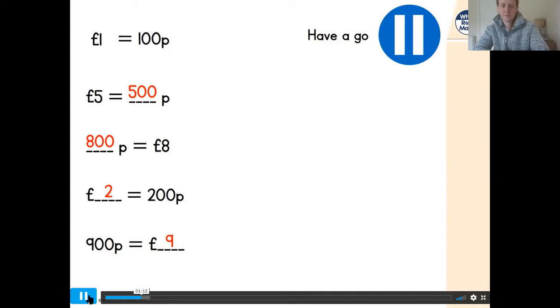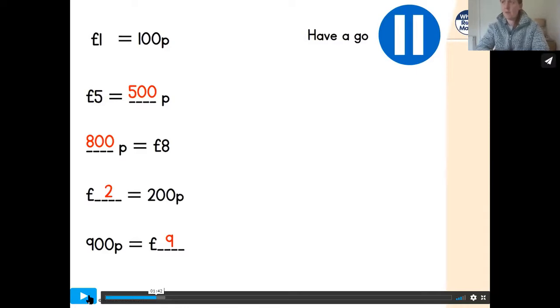And just to make sure we're really clear on what we mean by these number sentences, if I want to buy something that costs £9, I could give the shopkeeper 9 £1 coins. I could also give them 900 one pence coins. Now, I wouldn't do that. I don't think the shopkeeper would thank me for that. But they're worth the same. Okay, 900 1 pence pieces worth the same as 9 £1 coins.